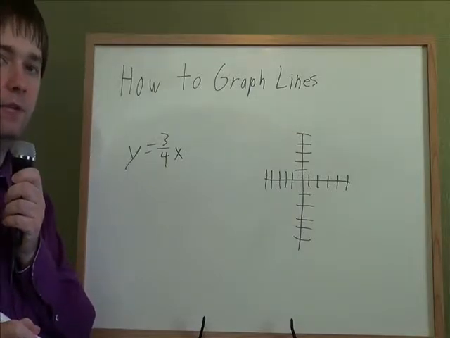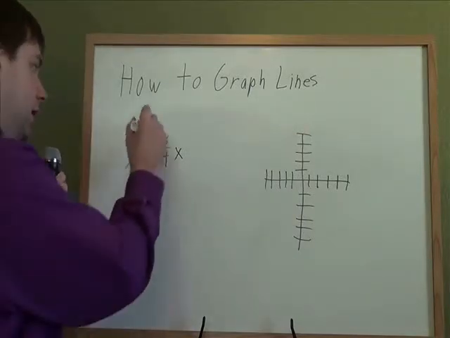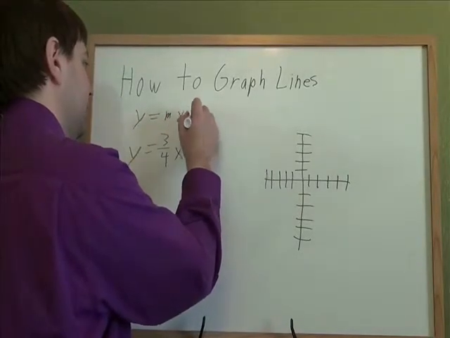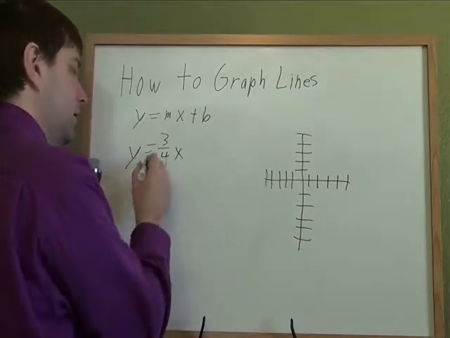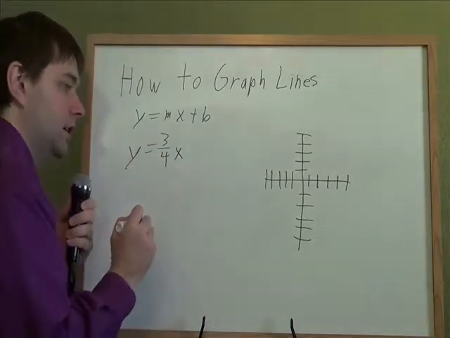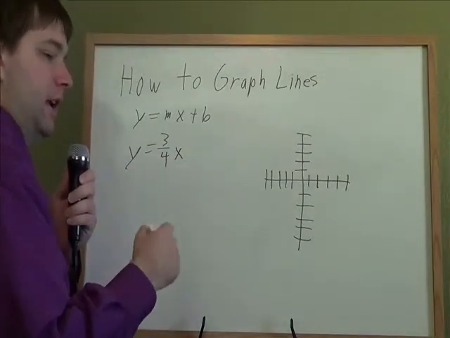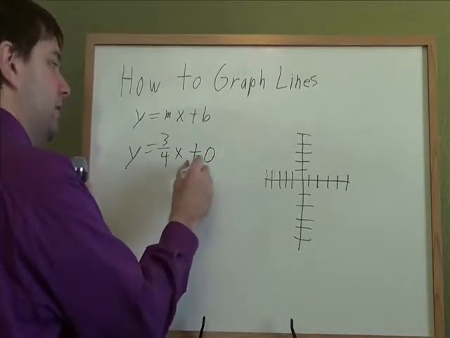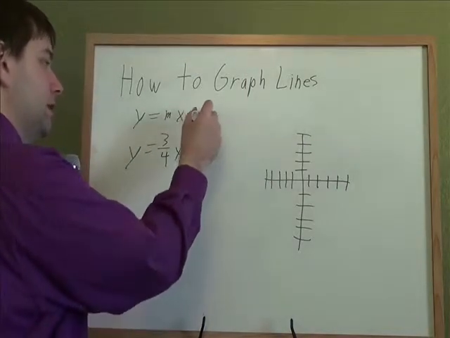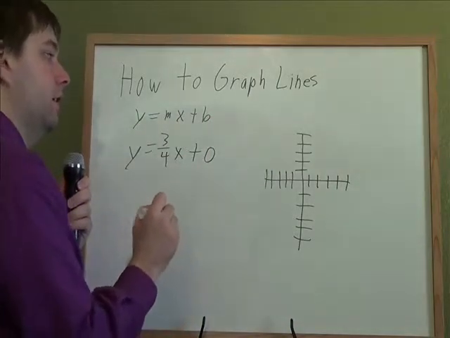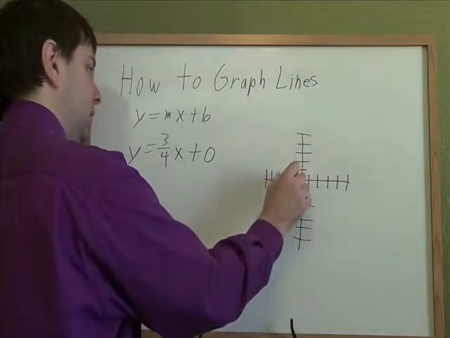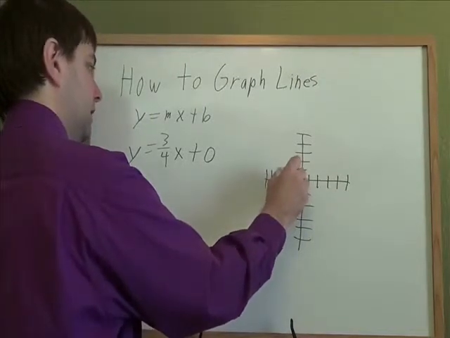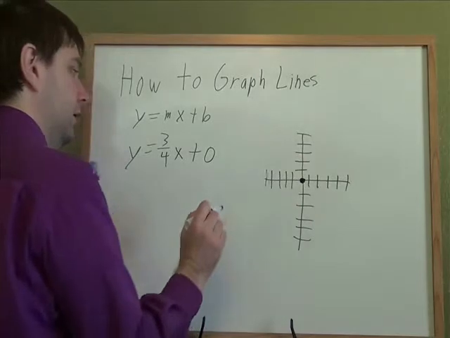y equals 3/4 x. This line doesn't have a b. Remember, you usually write that as y equals mx plus b. This line doesn't have a plus anything at the end. So if it has nothing being added to it, that's the same as having plus 0. When you have something empty, no plus b, your b is 0 then. So from the very, very middle, we move up by 0, so we just stay right there. And our first point is at the origin at 0, 0.